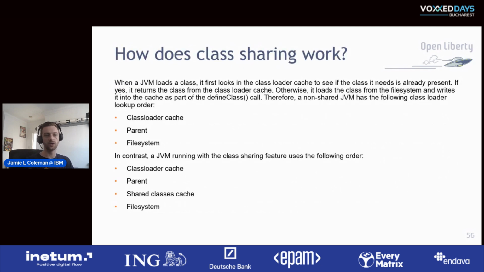So how does it work? Well, normally with a JVM, the class loader lookup order would be your class loader cache, your parent, and your file system. Whereas in contrast with this technology enabled, it's your class loader, your parent, then your shared class cache, and then your file system. And what it is doing is, all the classes you're using on startup, and you're using them pretty much every time, rather than looking through the file system for those classes, it puts them in this shared class cache, so they're available instantly for the JVM to find, as opposed to having to look through the whole file system.